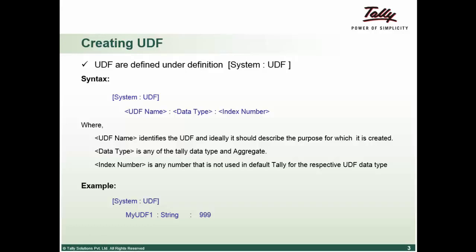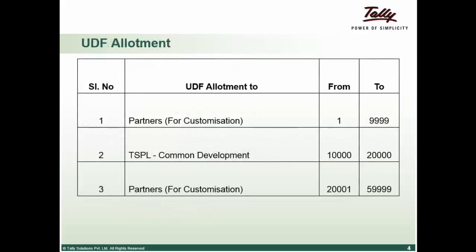So this is how you can define. Do you have a question here in your mind? How would you know the index number? So this is the UDF allotment that we have done for the developers. Our developers can use UDF numbers from 1 to 9999 and from 20,001 to 59,999. So the 10,000 to 20,000, this allotment has been already done by Tally Solutions Private Limited.